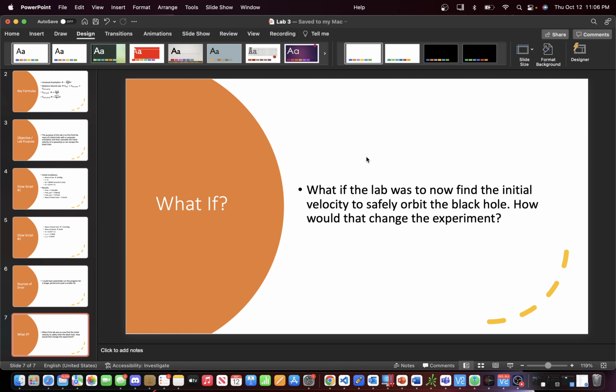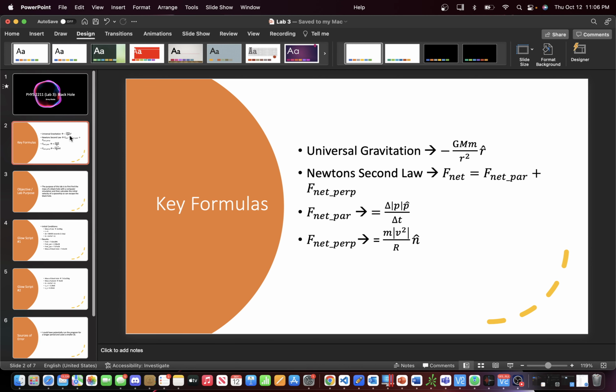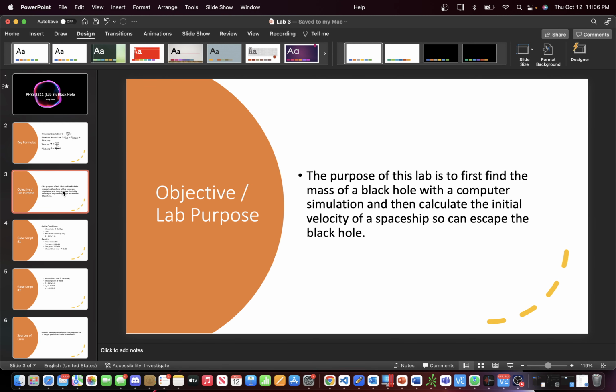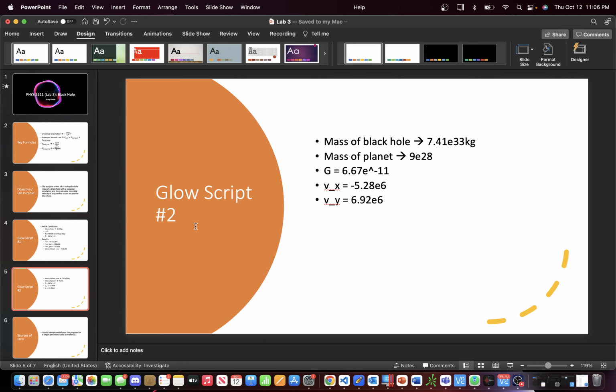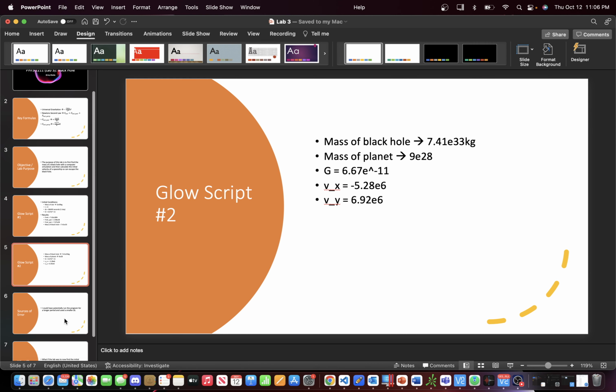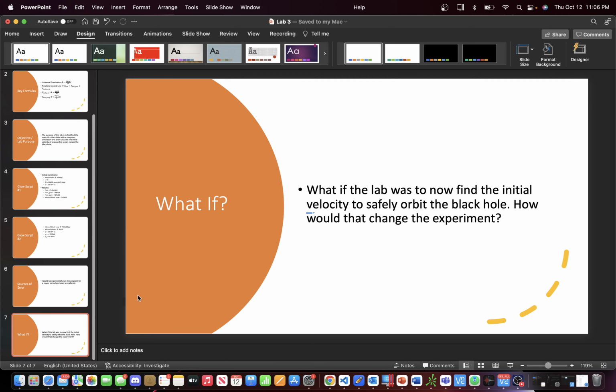But yeah, this was my overall lab. I discussed the key formulas, the purpose of the lab, and both parts of the lab with the script in hopefully necessary detail, and then talked over some sources of error and some what ifs.